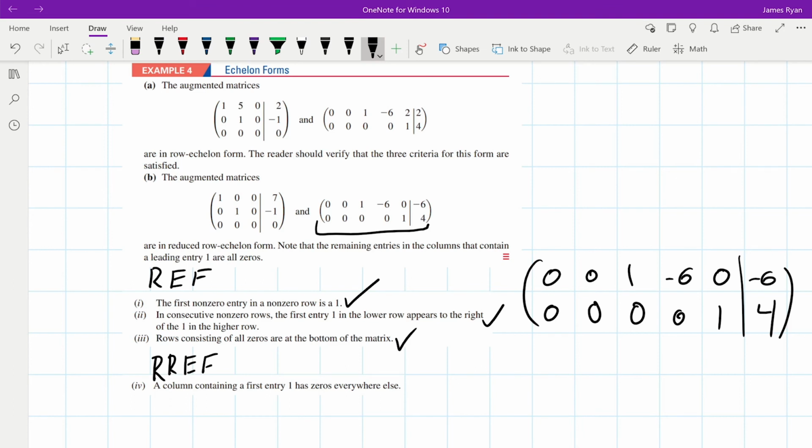Now, the fourth criteria for the reduced row echelon form, a column containing a first entry 1 has zeros everywhere else. We have 2 columns whose first entry is 1, the third column and fifth column. So the third column contains a first entry 1, and the only other element is a 0. So this column satisfies that criteria. And for the fifth column, the first entry is a 1, and the other entry is a 0. So it satisfies that criteria. So all columns containing first entry 1 have zeros everywhere else. So we satisfy this criteria, and it is in reduced row echelon form.